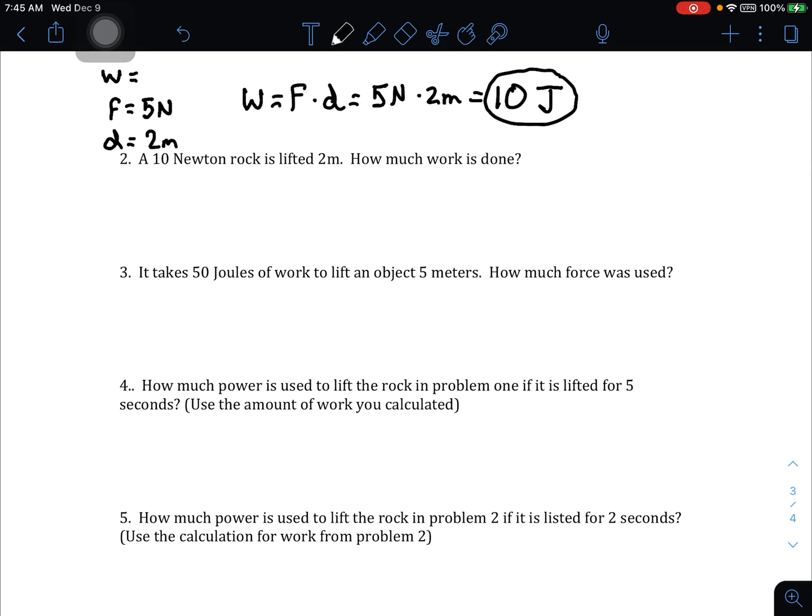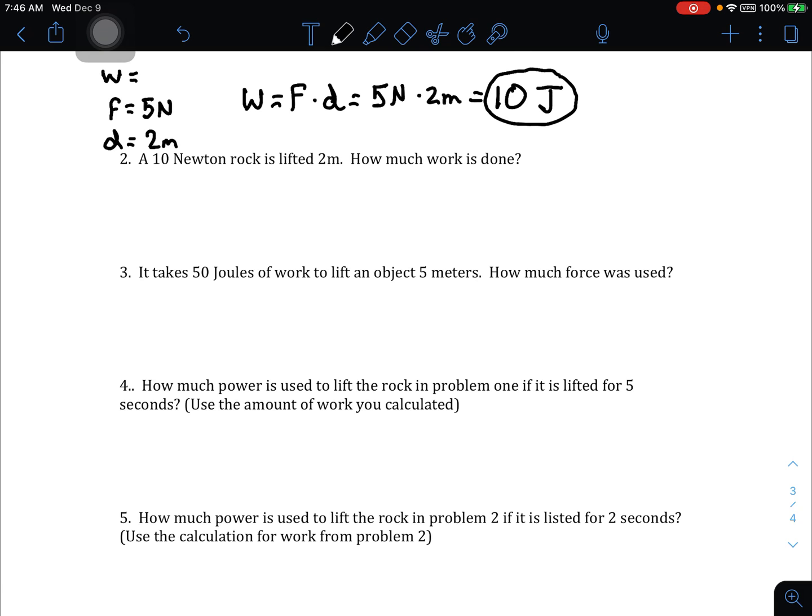Okay, so you might need to change your formula around and use the triangle to find the appropriate formula to solve that problem. But I think you guys can handle that. Again, look at what you're given, plug in your numbers, and figure out what you need to solve for.